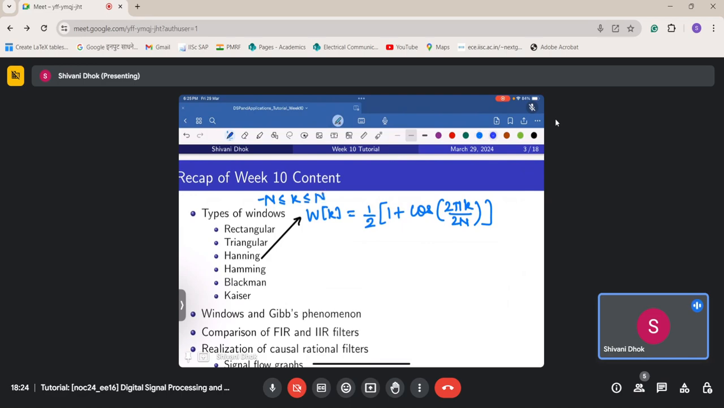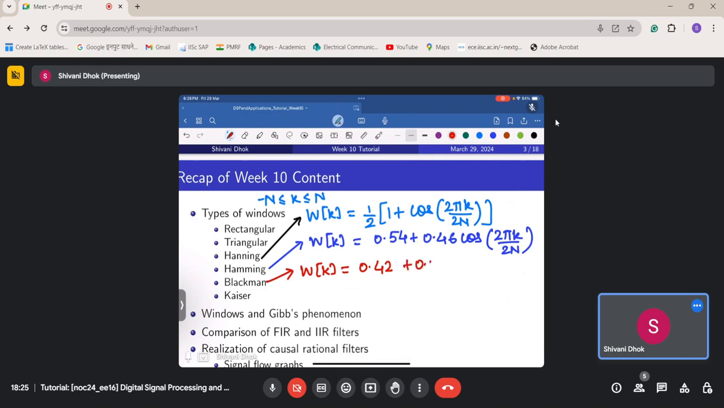This is the Hanning window. Then we had the Hamming window, wk, which was equal to 0.54 plus 0.46 cos of 2 pi k by 2n. Then we had the Blackman window. Its response was wk equal to 0.42 plus 0.5 cos of 2 pi k by 2n plus 0.08 cos of 4 pi k by 2n.